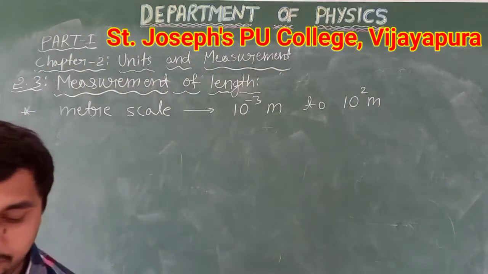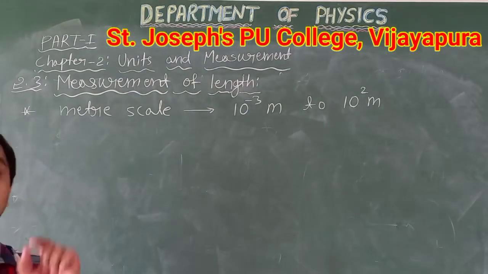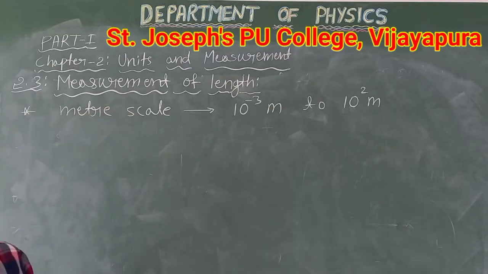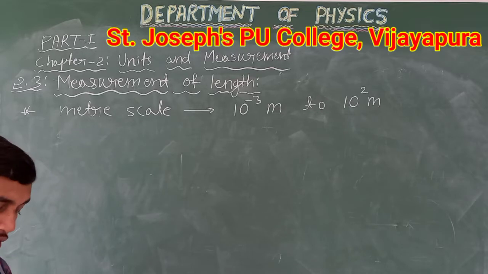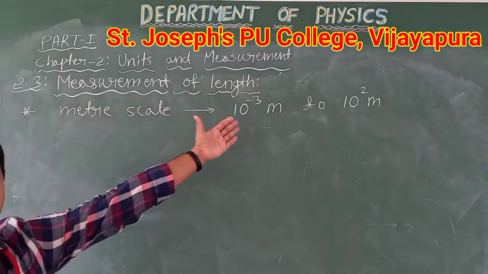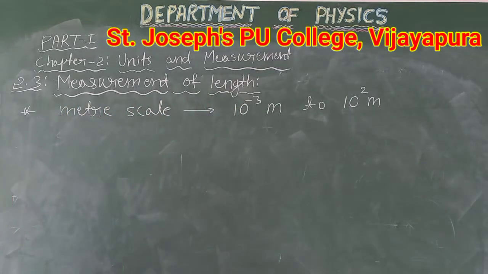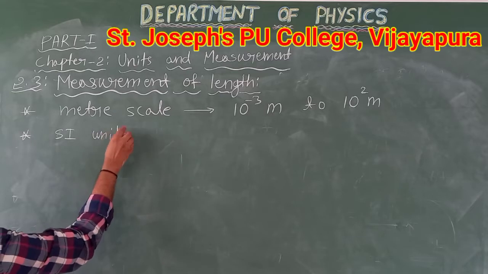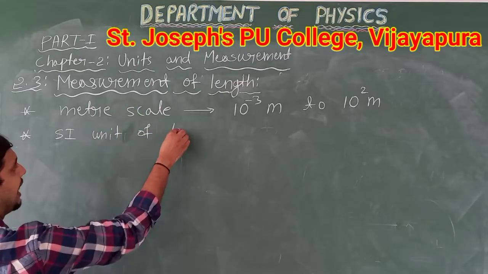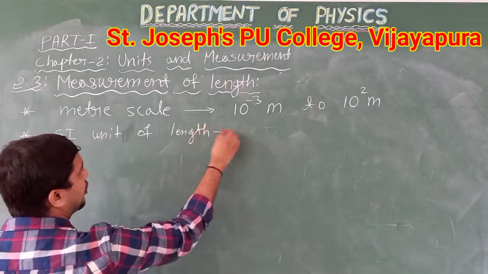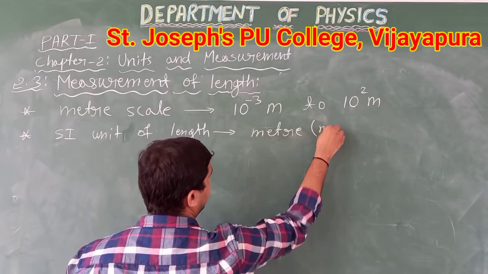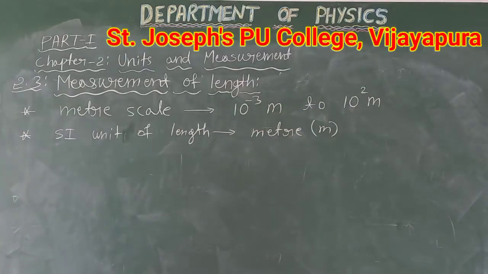The meter scale is a common device used to measure the length. And you already know the unit also. I hope the SI unit is meter, the measurement of length. The SI unit of length is meter. That thing also you have to keep in your mind. SI unit of length is meter.